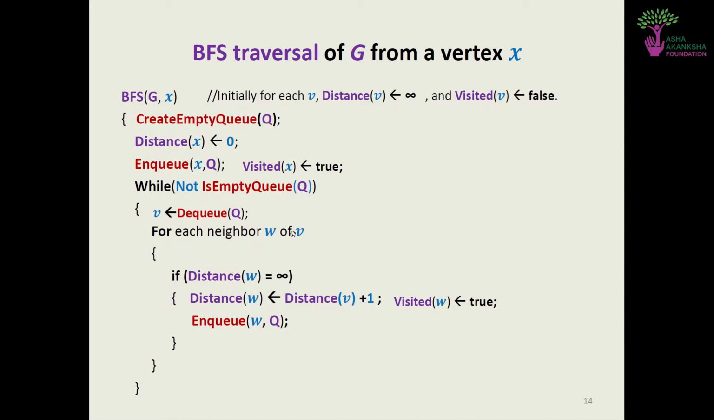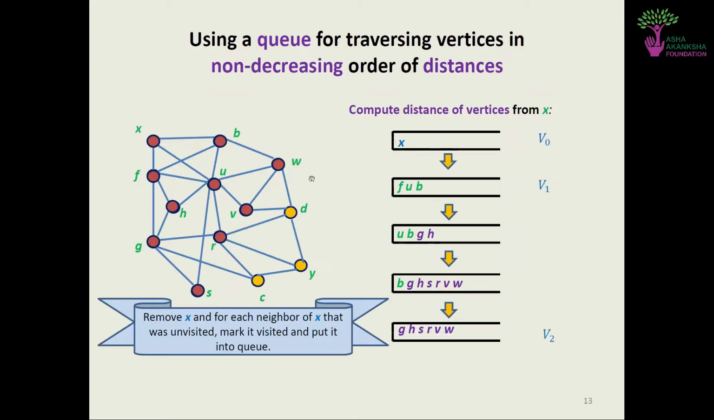So since we know that the distance of v is the shortest distance from x to v, and then we know that there is an edge between v and w, then we can simply add that edge, and so the distance of w would be the distance of v plus 1. And then we can also mark visited of w as true, so we know that w has been visited, and then we can add it to our queue, so we enqueue w into our queue, and that is done. Using this while loop, this will continue till our loop finishes.